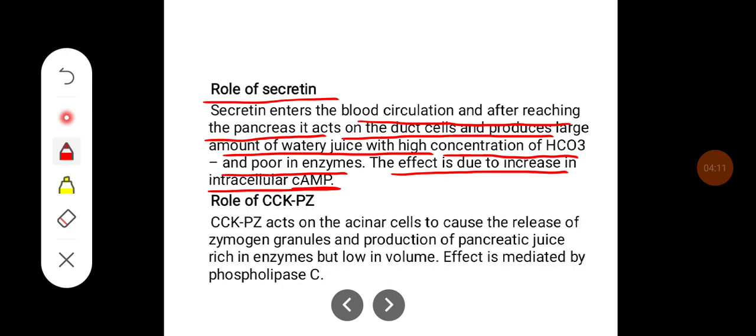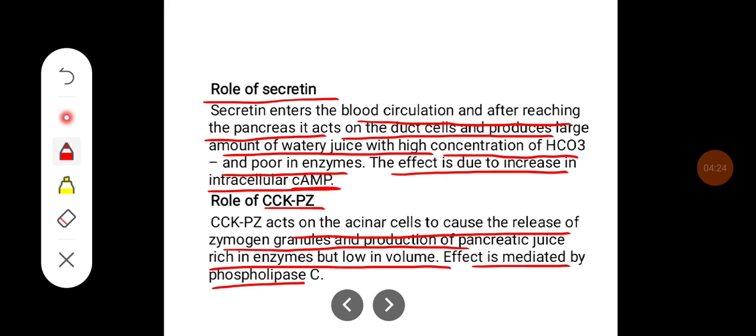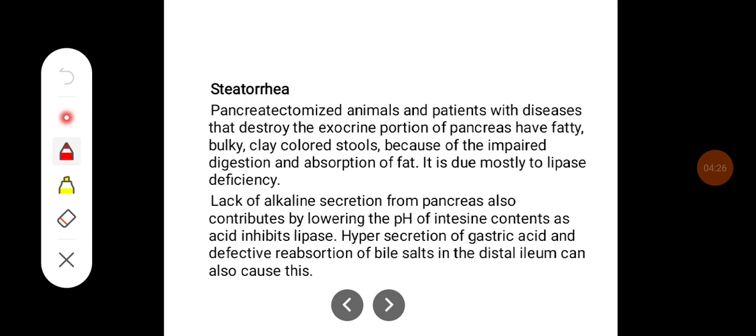If you see the role of CCK-PZ, it acts on the acinar cells to cause release of zymogen granules and production of pancreatic juice rich in enzymes but low in volume. Effect is mediated by phospholipase C.